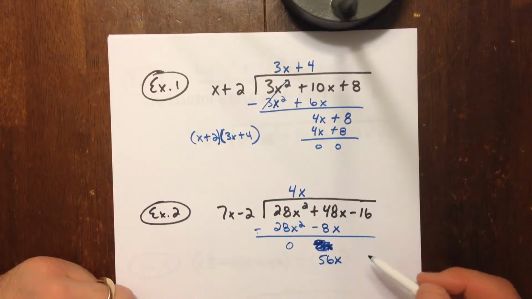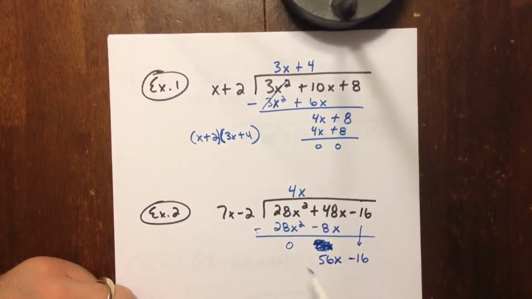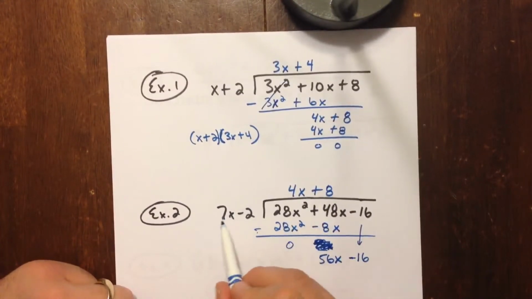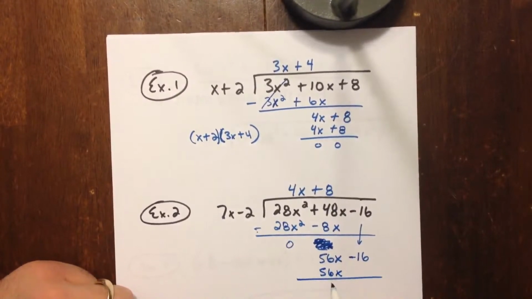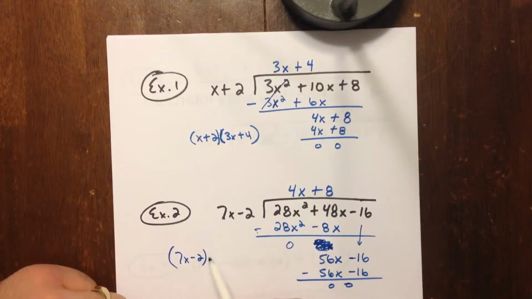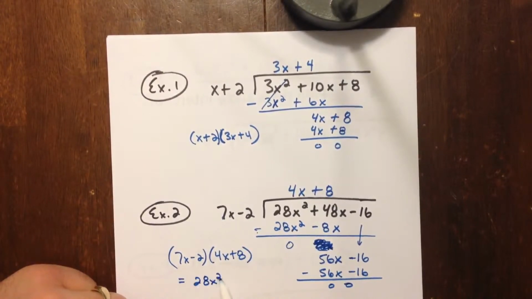Okay, and then bring this down to negative 16. Alright, so 7x goes into 56x 8 times, and 8 times 7x is 56x. That's what we wanted. That makes 0. But then when you do 8 times negative 2, you also get negative 16. And negative 16 minus negative 16 is 0. So you're done. 7x minus 2 times 4x plus 8 needs to equal 28x squared plus 48x minus 16.